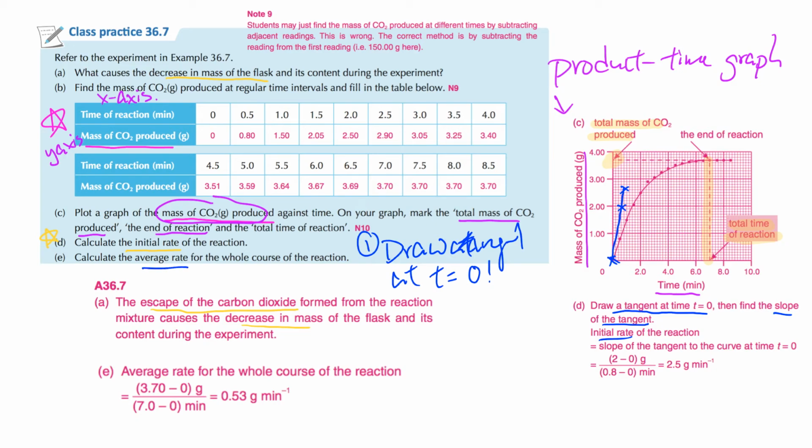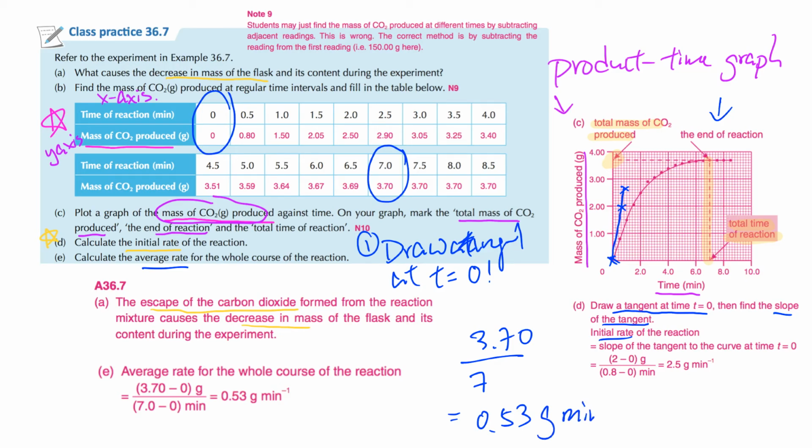Calculate the average rate. If you're talking about average rate, I prefer not to refer to the graph. You use the data right here. So use the data here, 3.7 over 7. So that will be the average rate. So it will be 0.53 gram per minute. So that will be another example.